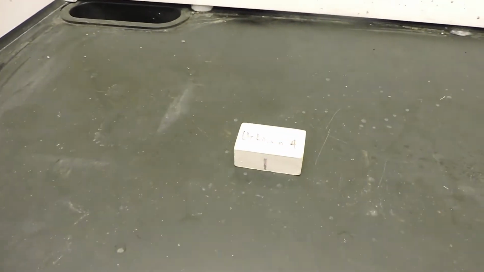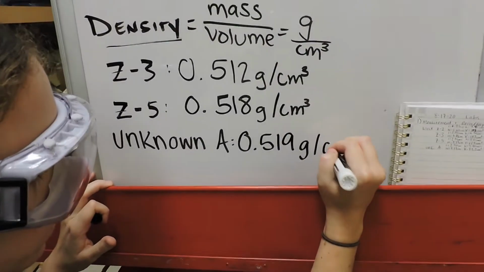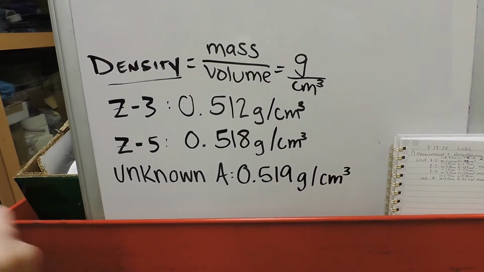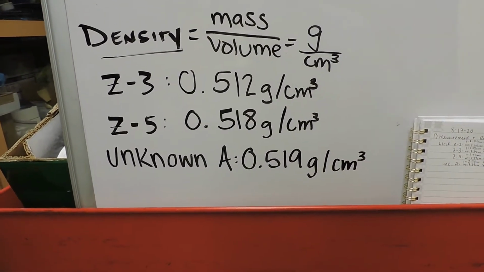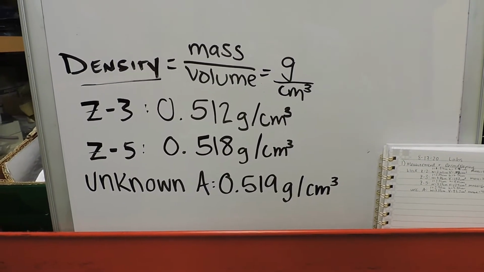We've also measured the unknown block A to calculate its density, and see if it could potentially be within our series. The density for unknown A was 0.519 grams per centimeters cubed.